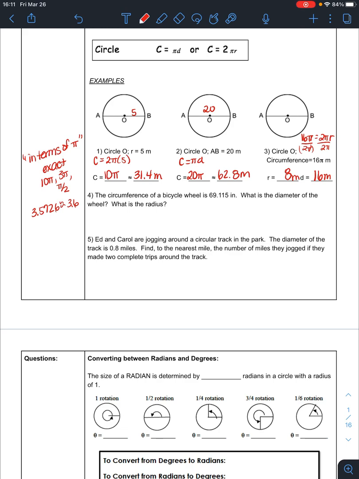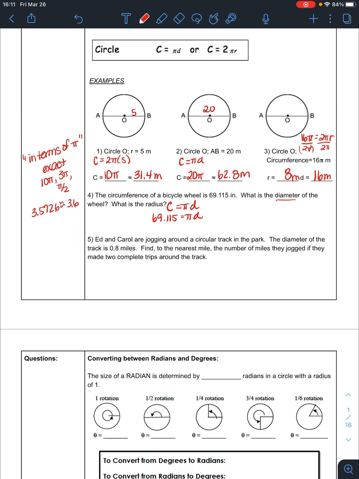So the circumference of a bicycle wheel is 69.115 inches. What is the diameter of the wheel, and then what is the radius? So again, we know that circumference is equal to, since I asked for diameter first, I'm going to use pi d. Doesn't matter, you can use either one. So 69.115 is equal to pi d.